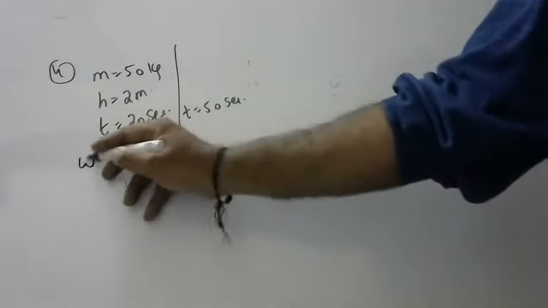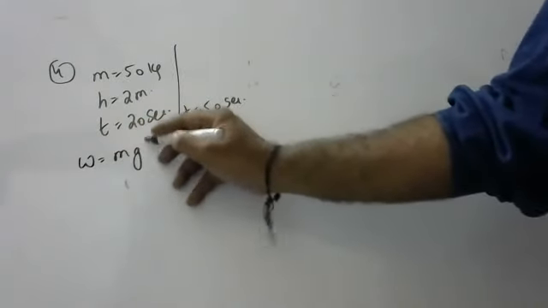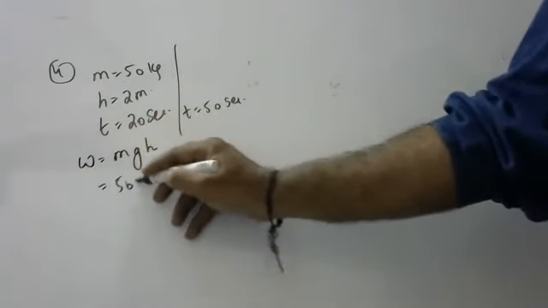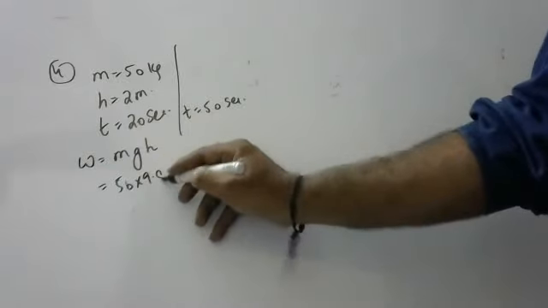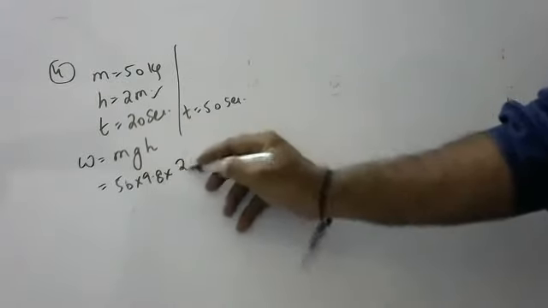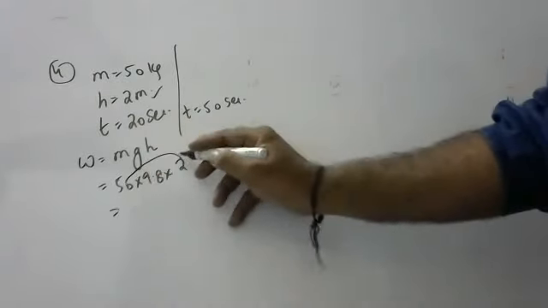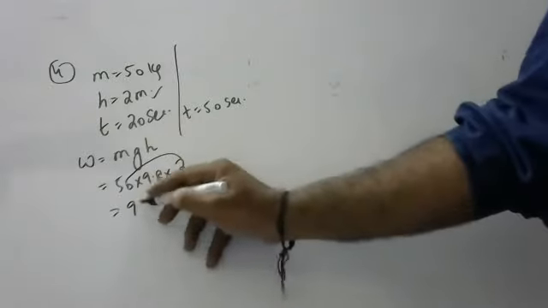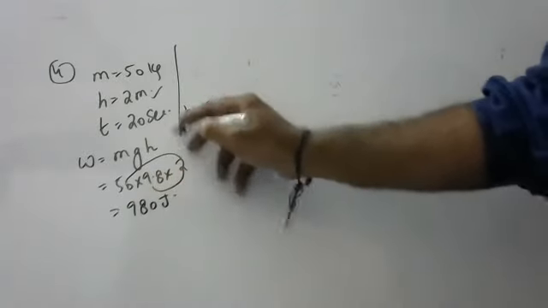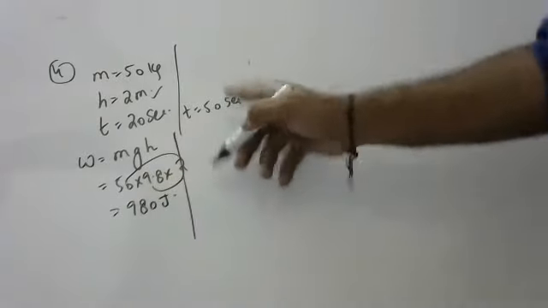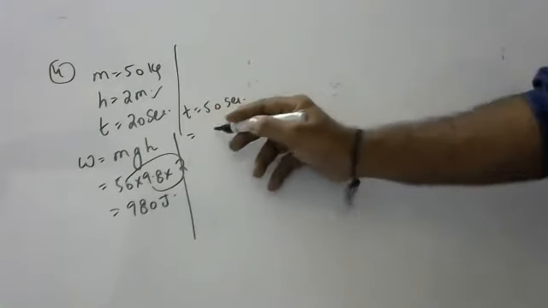So children, work done by him means mgh. Acceleration due to gravity is 9.8. Height is 2. So children, 2 into 50 is 100. 100 into 9.8 is 980 joules. What is it for this fellow? By this fellow, how much? Same, because mass is the same.